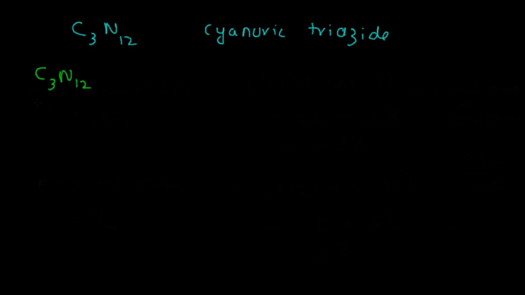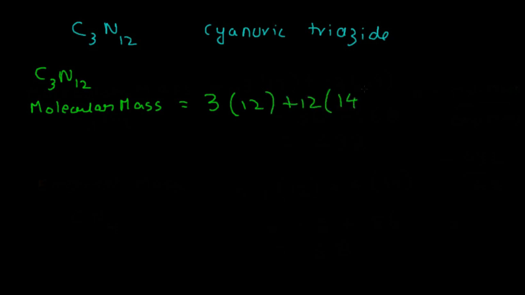Let us do the same thing for another compound that I had already given, C3N12, that is cyanuric triazide. So the molecular formula of cyanuric triazide is C3N12 itself. So let us find the molecular mass. There are 3 atoms of carbon and the mass of each atom is 12, plus there are 12 atoms of nitrogen and the mass of each atom is 14. When we simplify it further, we get 36 plus 12 into 14, that is 168. So when we add them together, we get 204.